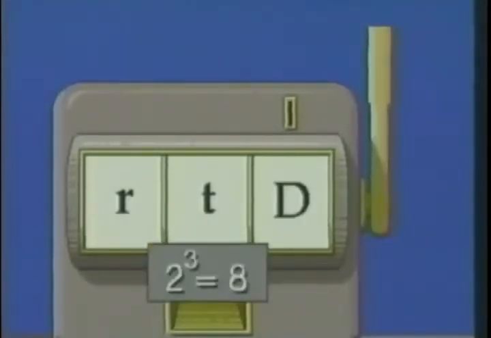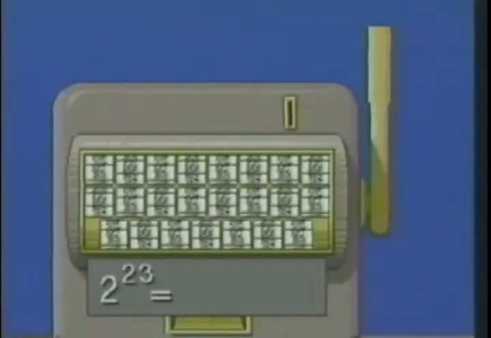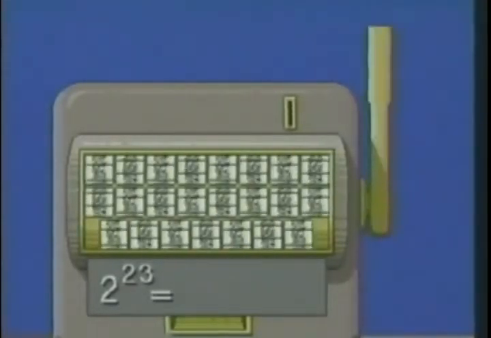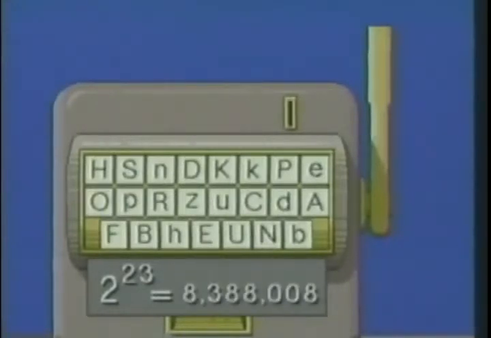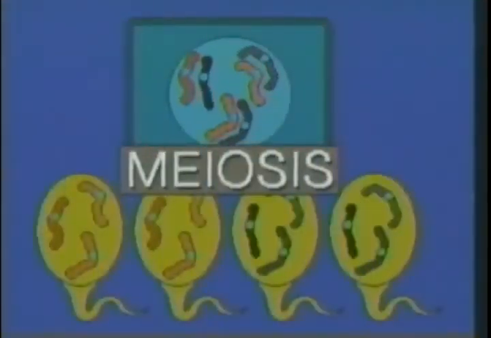The number of possible combinations is a stingy 8. Now, increase the number of chromosomes to 23. That's the number in a human gamete. Ah, the random assortment payoff is in excess of 8 million possible combinations of chromosomes in each gamete. But even this model of meiosis, with its staggering variation, is still an oversimplification, because nature is more complicated.